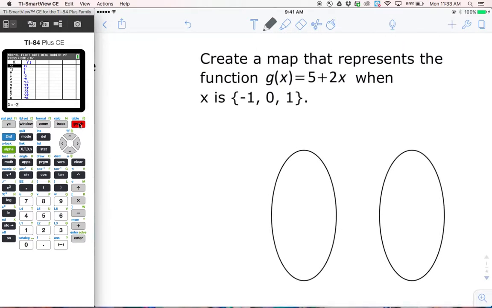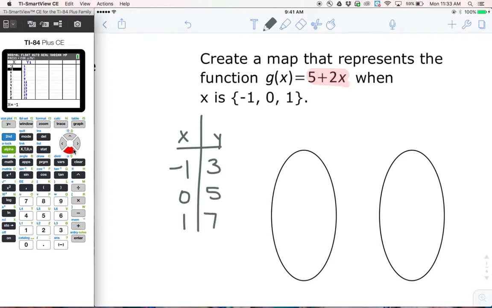All right, we've got an equation. We're going to put that in our calculator. y equals 5 plus 2x. Okay, now I'm going to go to my table. And on my paper, let's see, we're looking for x's and y's, right? When x is -1 and 0 and 1. So I'm getting when x is -1, y is 3. When x is 0, y is 11. Is that right? Oh, sorry, 5. When x is 1, y is 7.